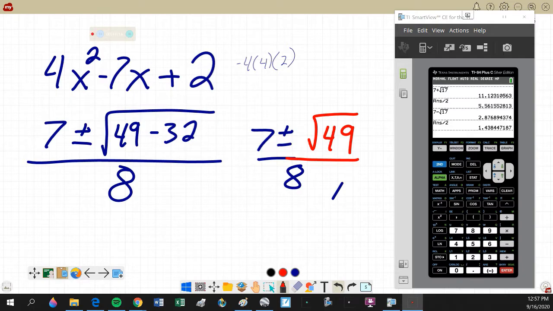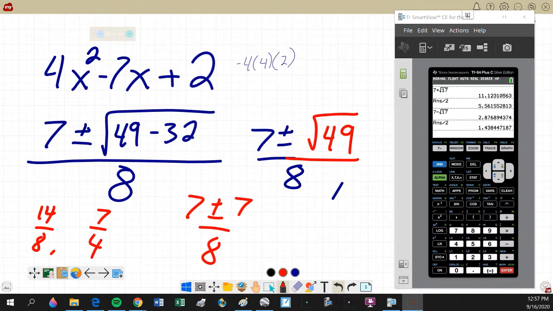Does 49 square root? Yeah, it becomes 7. So we get 7 plus or minus 7 over 8. And then you just do 7 plus 7, which is 14. Divide that by 8. 14 over 8, which is the same as 7 over 4. And then 7 minus 7 is 0. So the other answer would be 0.